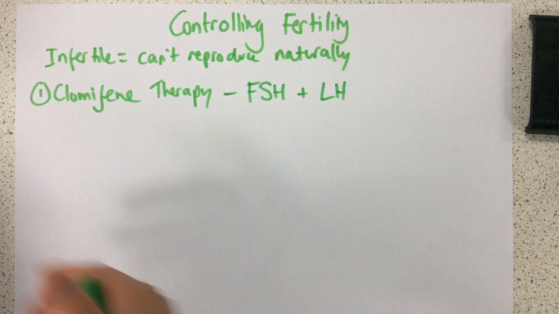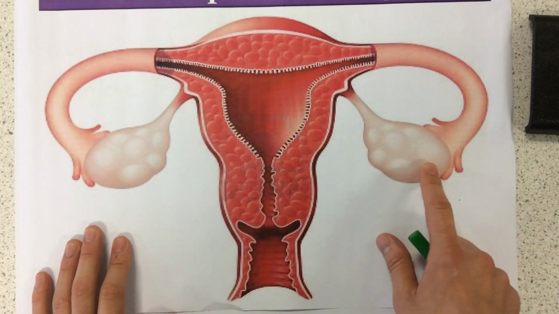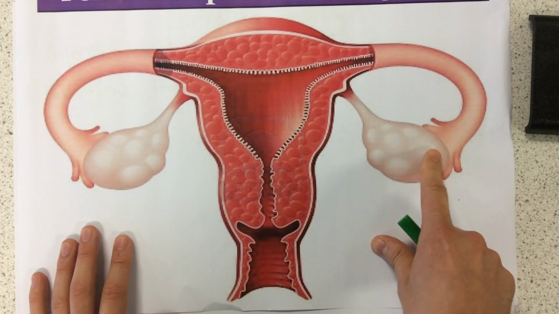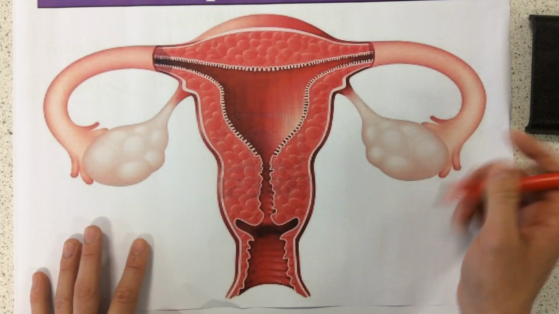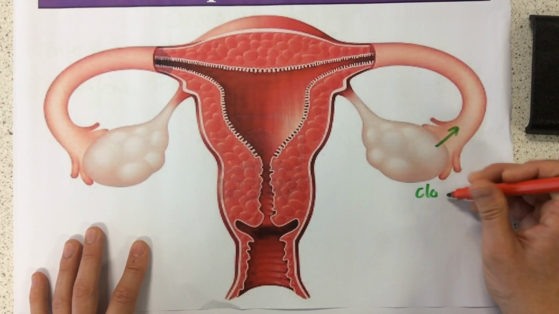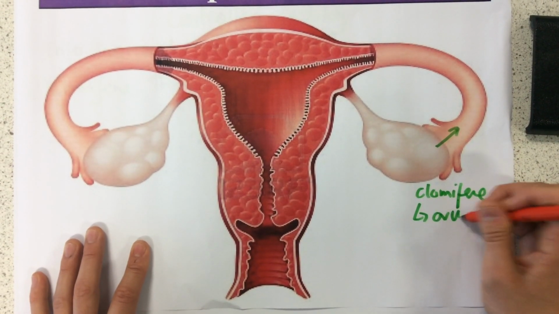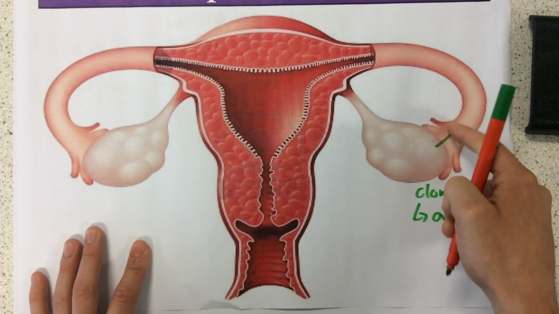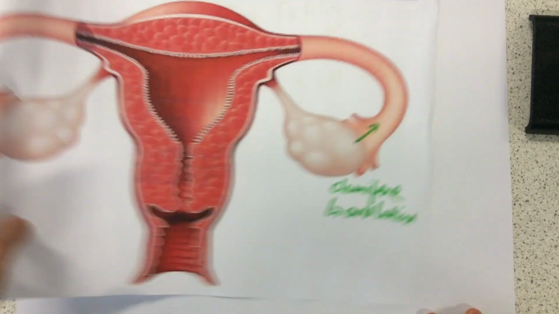Now the FSH travels in the blood because it's a hormone. It travels to the ovaries and causes the eggs to mature. And then the LH, the luteinizing hormone, causes ovulation. So Clomiphene actually allows the eggs to be released from the ovaries. Then they could be fertilized by sperm.